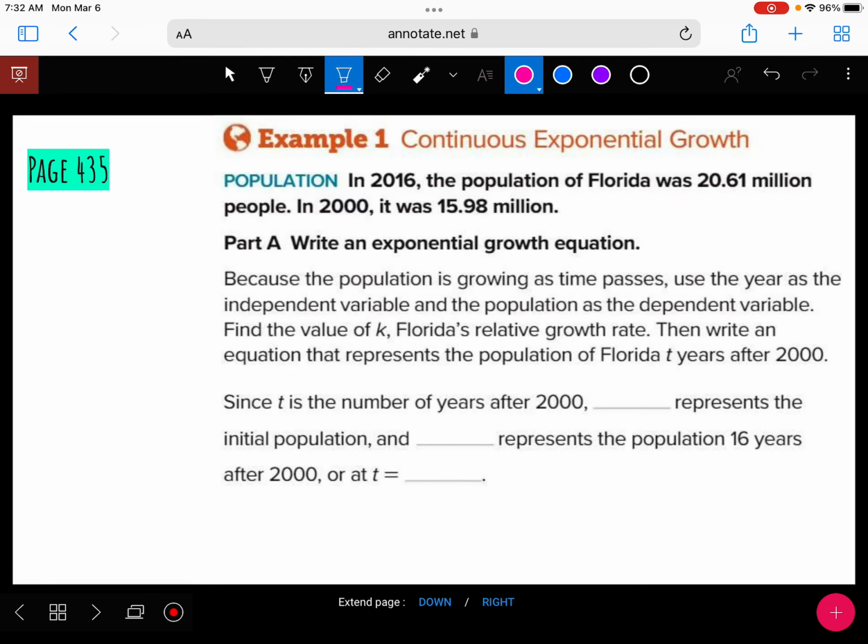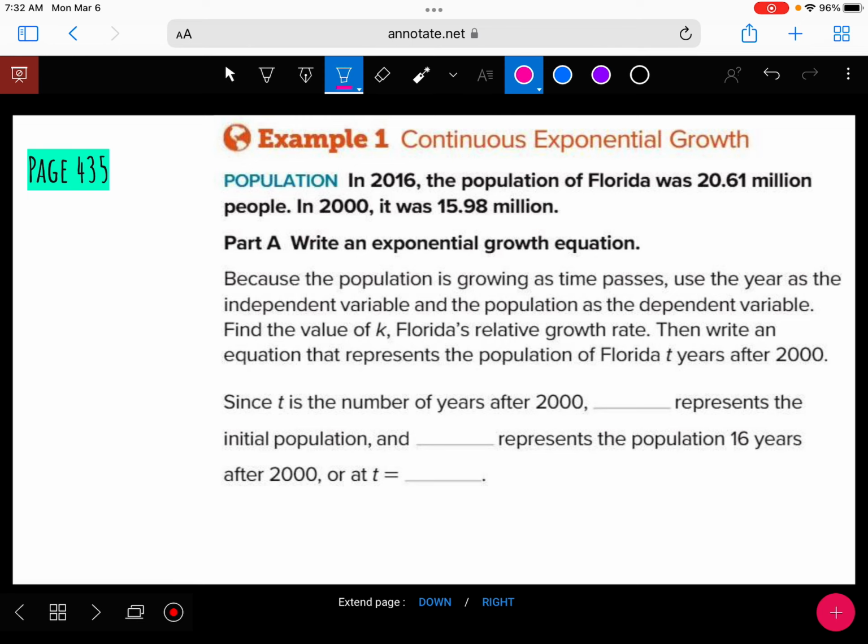Okay. So example number 1, which again is on page 435, or on the second page of your little packet thingy, which actually gives you space to write. It says in 2016, the population of Florida was 20.61 million, and in 2000, it was 15.98 million. So we're going to be writing an equation as time passes using the year. The population is dependent on the variable.